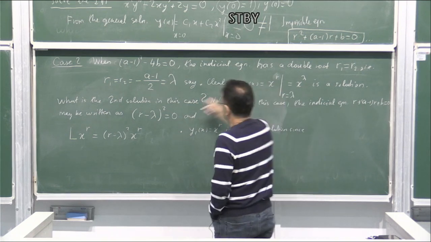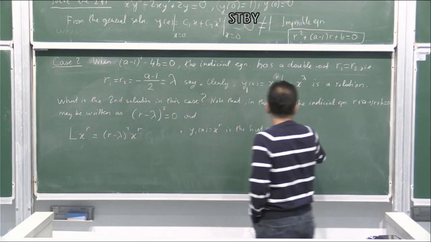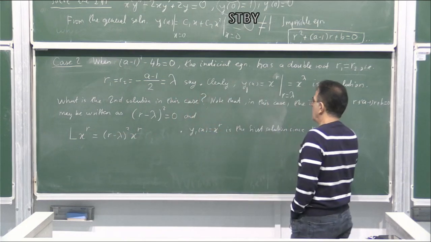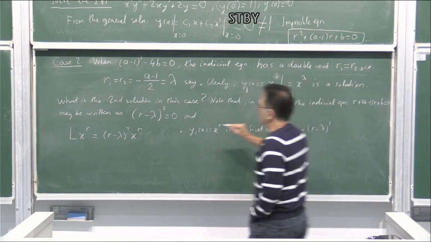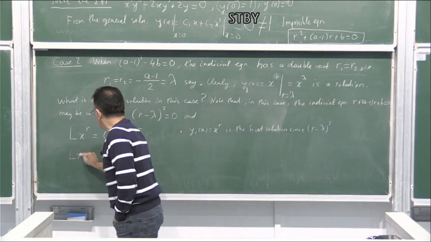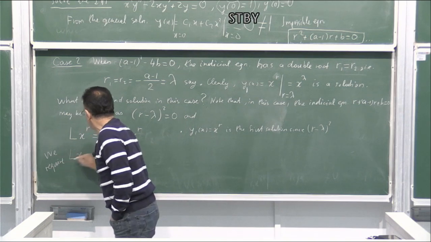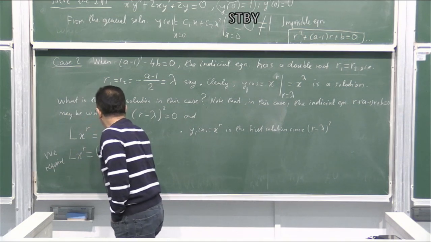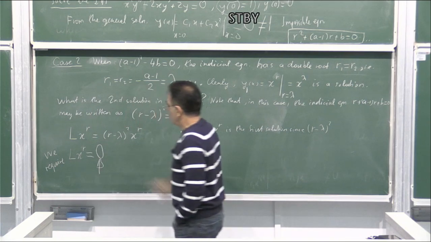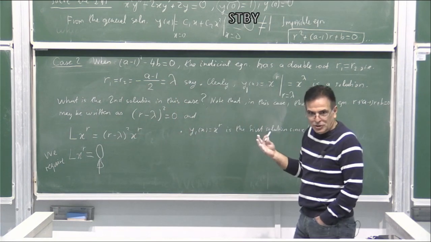Obviously, since, look at that, r minus lambda squared, what is required? We require that Lx^r, we require Lx^r is 0. Good. For x^r to be a solution.